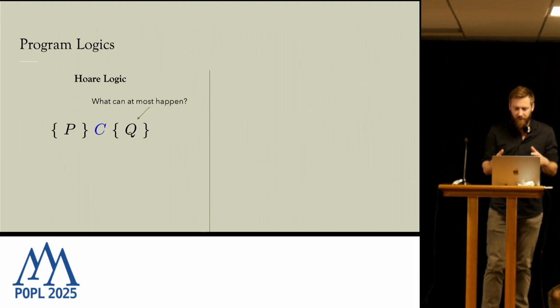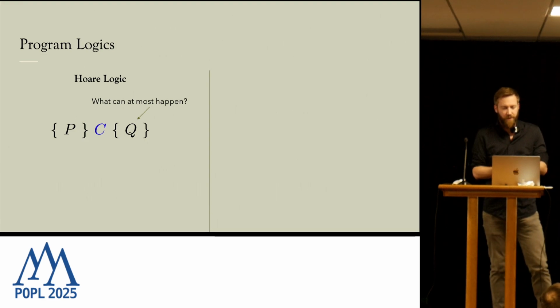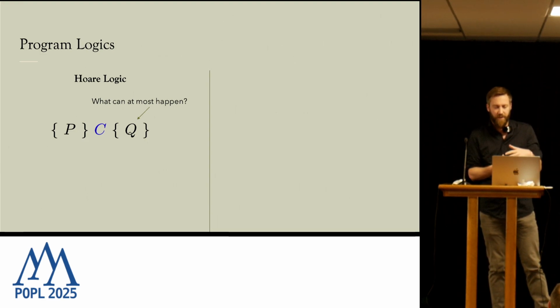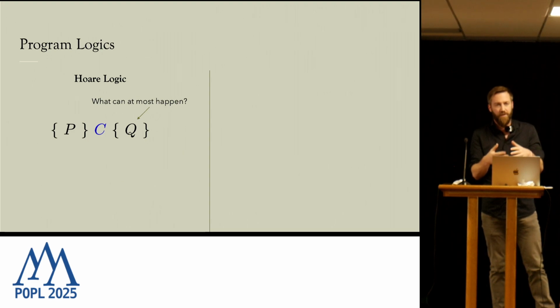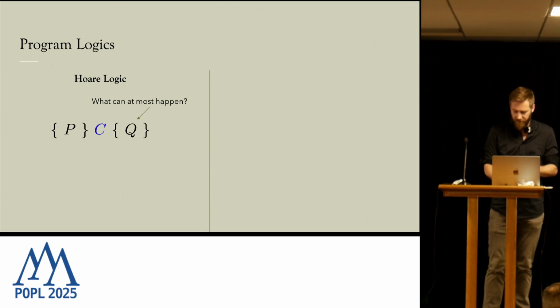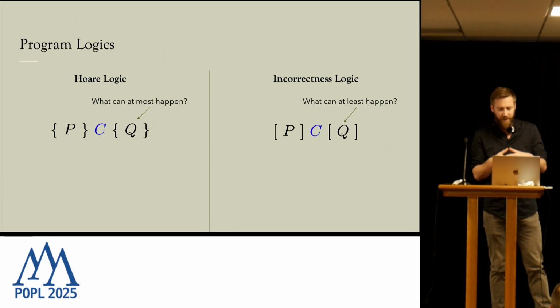With standard Hoare logic, this is not possible, because Hoare logic expresses basically what can happen at most. If you have a triple P, C, Q, then Q states what can happen, gives an upper bound to the things that can happen from states that satisfy P. Instead, incorrectness logic reasons over what can happen at least.